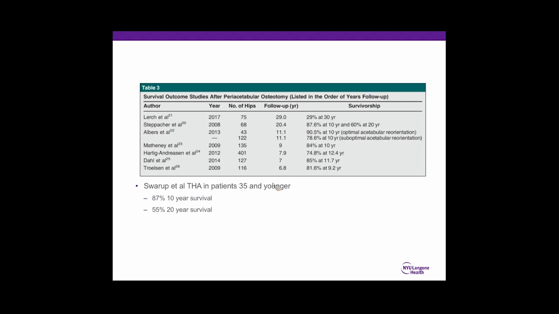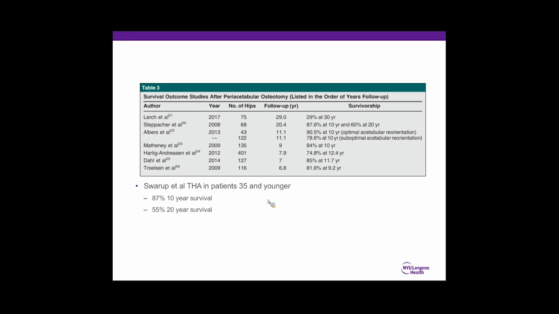Now, interestingly enough, and something really important to keep in mind, there have been many series of total hip replacements in patients who are young. One series in particular, which was a decently coordinated study, looked at total hip replacement in patients less than 35 years old, and 87% had a 10-year survival rate with 55% 20-year survival rate. So keep that in mind, because that really falls in line with what our PAO numbers are showing, and that has to do with the expertise of the surgeon for sure.